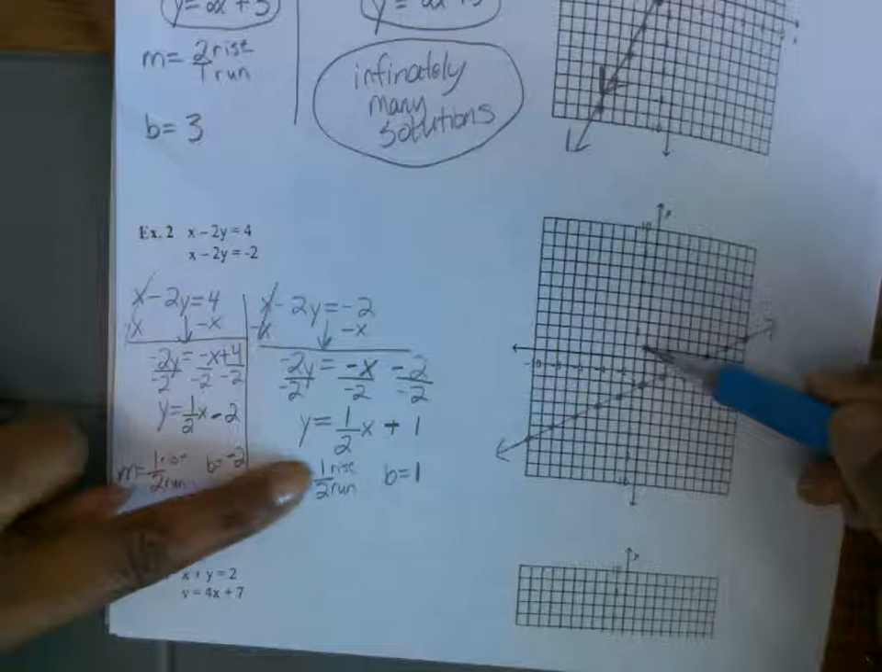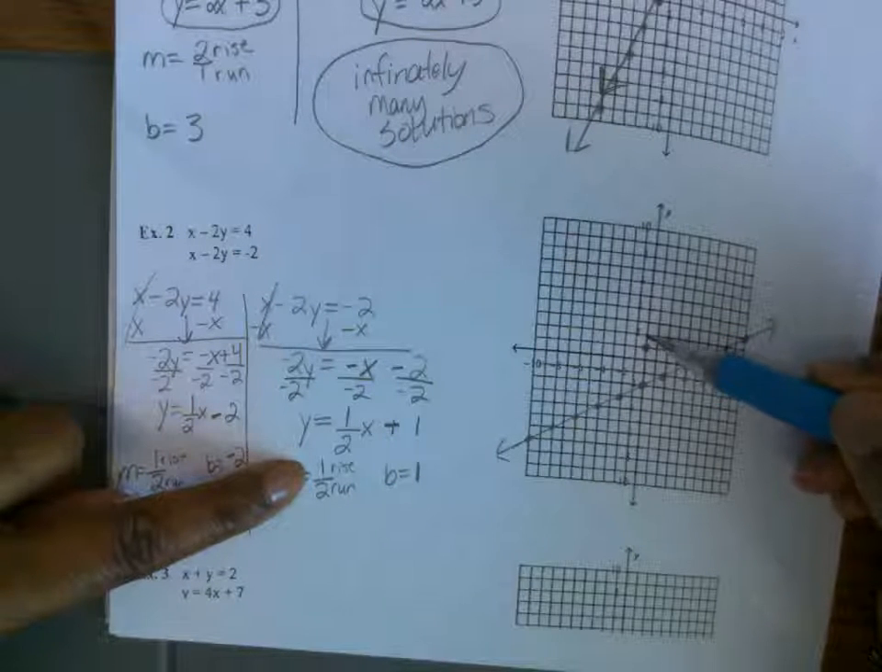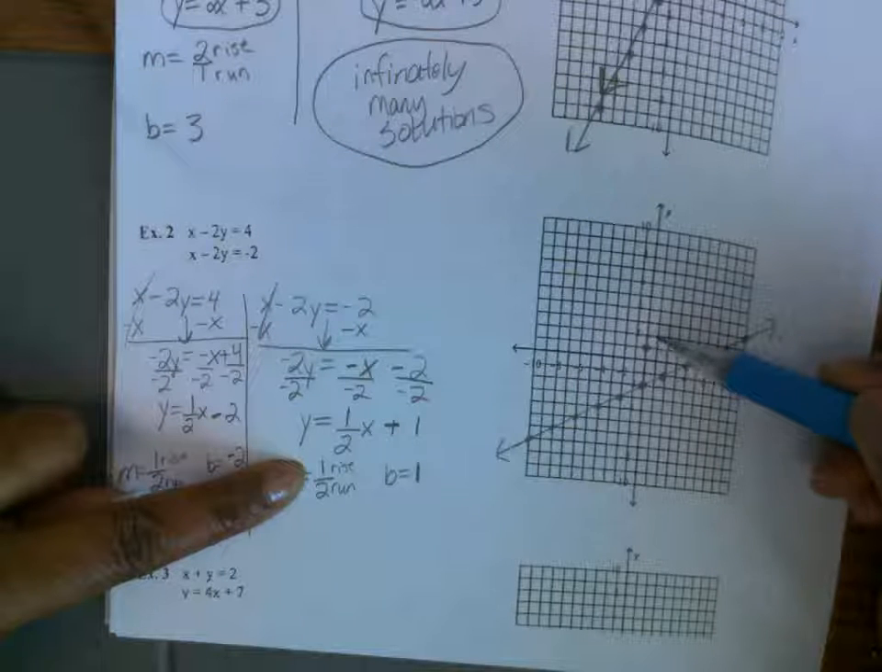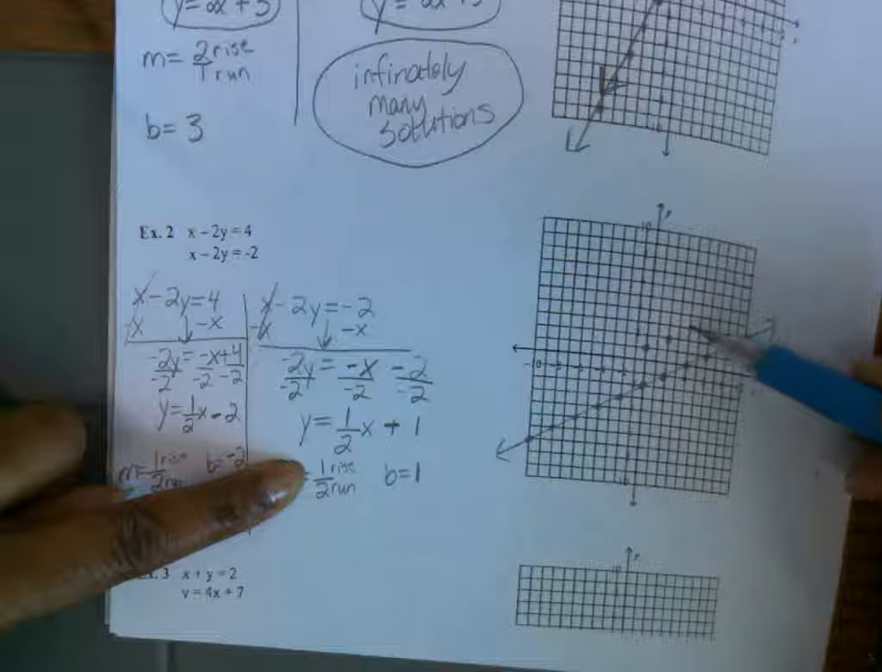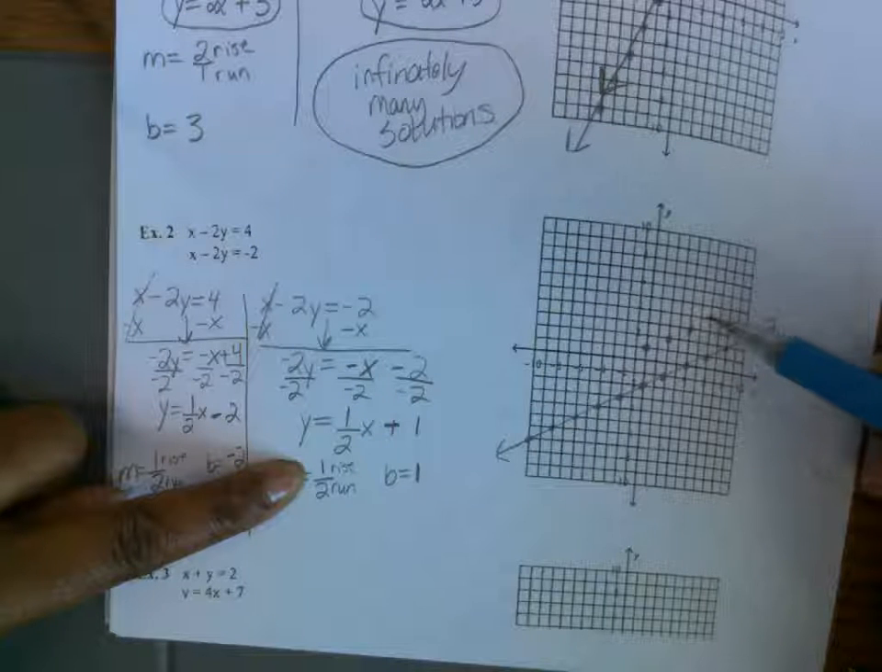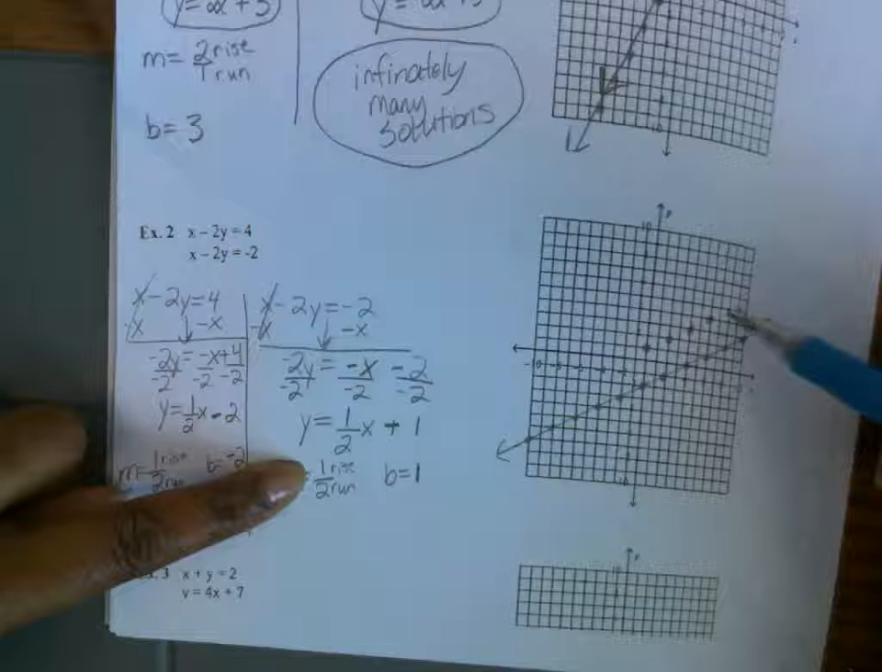I'm going to use the same rise over run. Sorry, y'all. Up 1, right 2. Up 1, right 2. And so on and so forth.